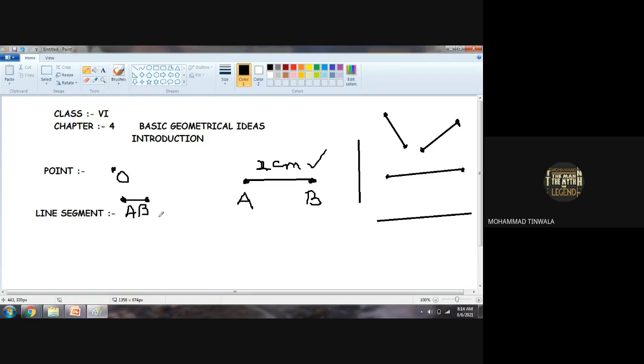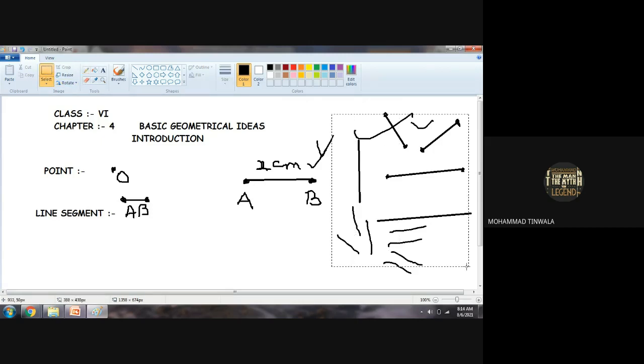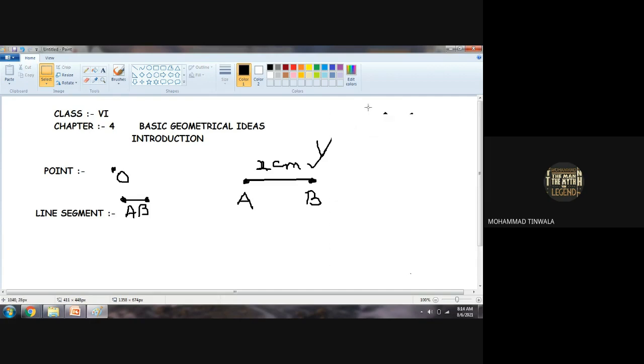If it is 5, it is confirmed. If it is 3 cm, it is confirmed. And a line segment can be in any direction, like this, like this, like this. We cannot say that only this is a line segment. Every line segment has 2 endpoints in any direction. Is that all clear now, boys?